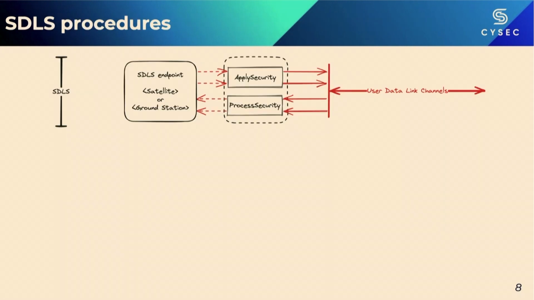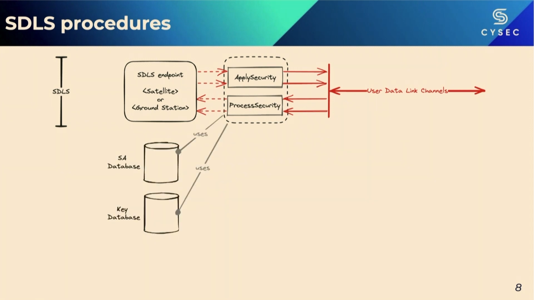SDLS is a service-oriented protocol. So we have multiple services where we have, for instance, the baseline standard, which has a core service with two procedures, apply security and process security. This is the bread and butter of the security features of the SDLS protocol, which allow us to respectively encrypt and decrypt frames and calculate the authentication codes of frames that are transiting through the protocol. It's important to realize that these services rely on the manipulation of databases, so persistent data. We have security association databases and key databases, which are used by these procedures.